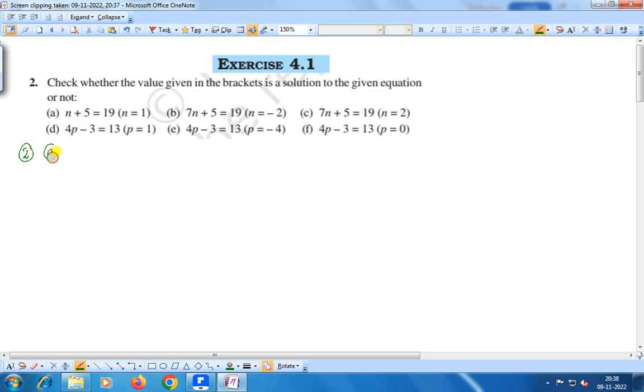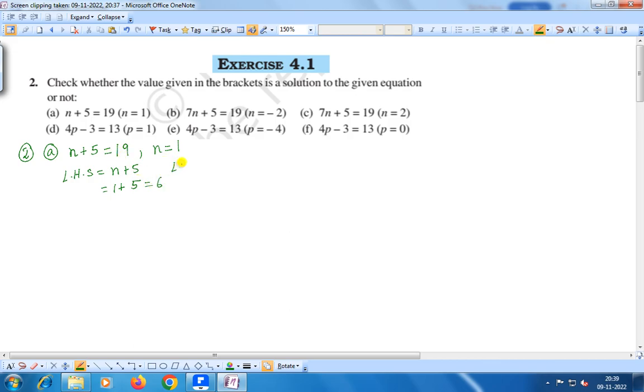2a is n plus 5 is equal to 19 and the value of n is equal to 1. Therefore, we are putting the value. Left hand side is equal to n plus 5. If we put the value n is equal to 1, we are getting 1 plus 5 is equal to 6. Right hand side is 19.